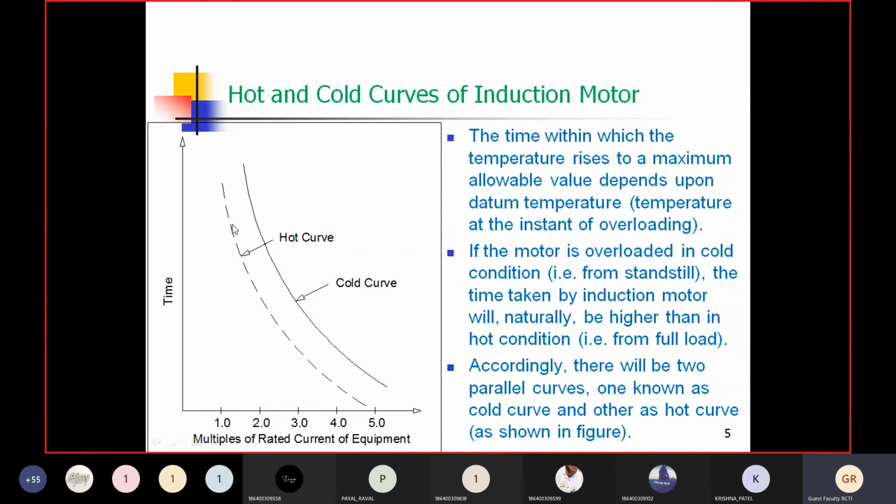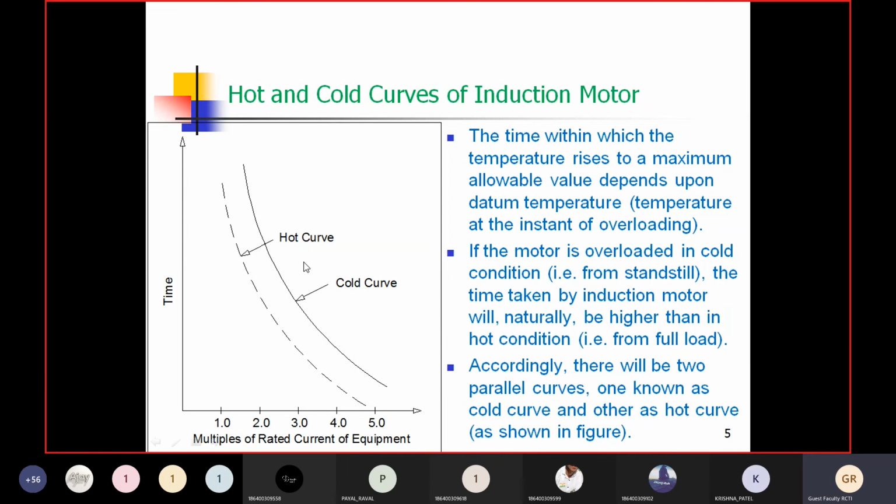Two more curves are drawn, which are called the hot curve and the cold curve. So what will this hot and cold curve indicate? The hot curve will indicate that you are starting your machine in a hot condition. Already it is a hot atmosphere, and hence you can see that if you pass double the current, and I extend this curve like this, it can only withstand this current for this much time. But if the motor is cold, it can withstand it for a longer time.